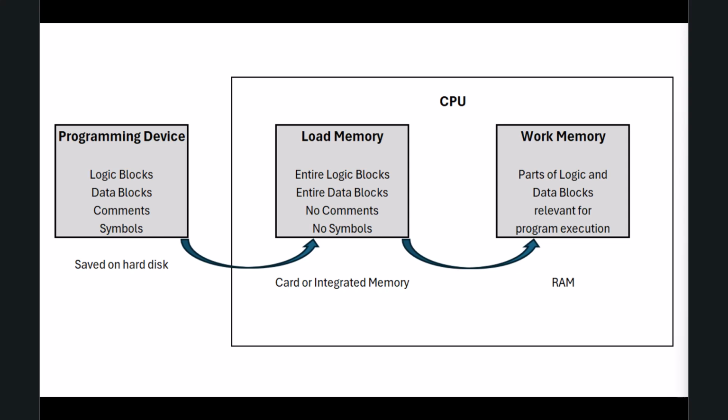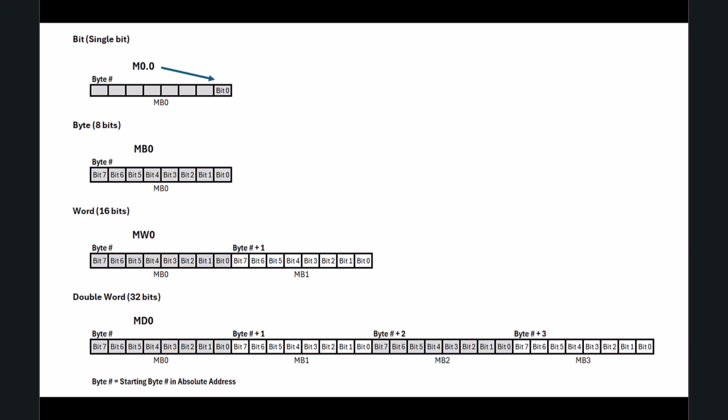Once your program is loaded into the load memory of the controller, the execution relevant portions will be transferred into the work memory. The controller uses byte-based addressing, so the smallest unit that you can address is a single Boolean bit. The individual bits are going to be stored within bytes in the controller. So M0.0 would refer to the first bit in the first byte of the controller.